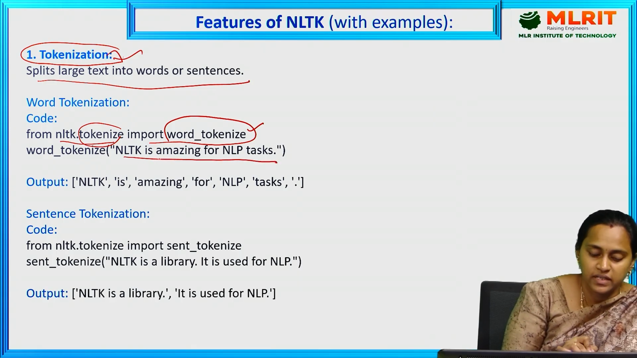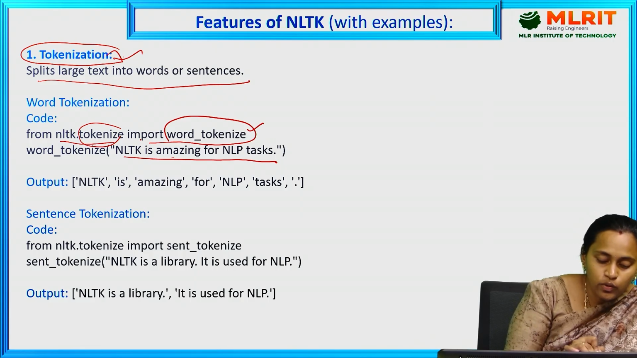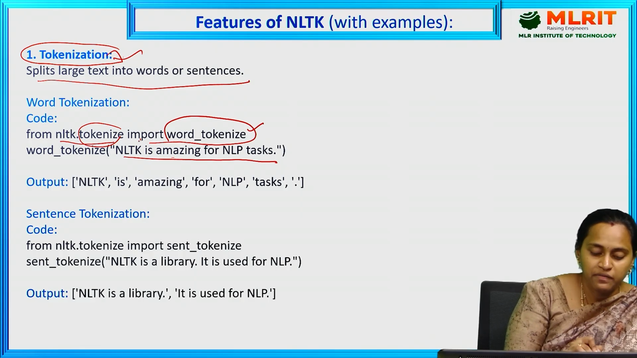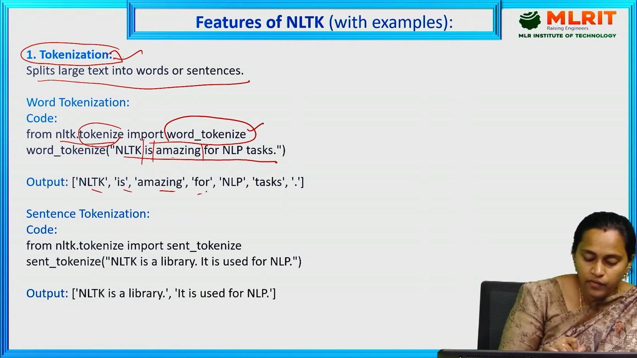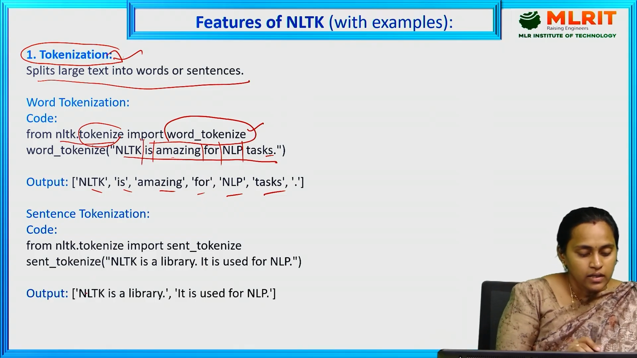I am taking one sentence: NLTK is amazing for NLP task. The output will be displayed divided into tokens: NLTK, is, amazing, for, NLP, task. This is the idea about tokenization. This is word tokenization.